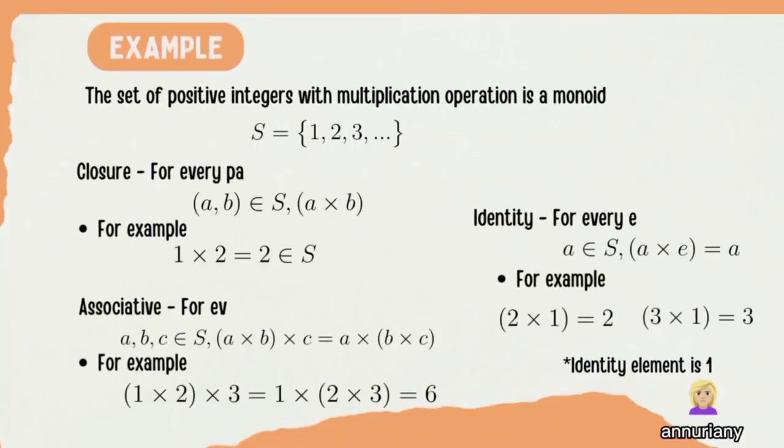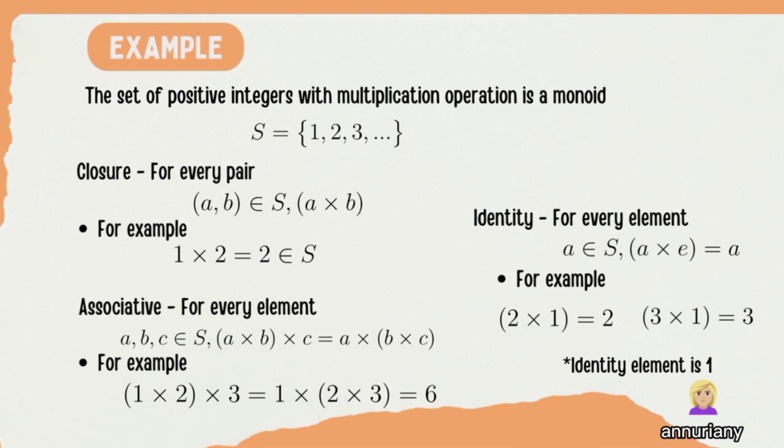This is an example of monoids. The set of positive integers with multiplication operation is a monoid. The set S equals 1, 2, 3, and so on, excluding 0. Here, closure holds in S: for every pair A, B in S, A times B is in the set S. As we can see here for the example, when we let A equal to 1, B equal to 2, and then we multiply the two of them, we get the answer in elements of S.